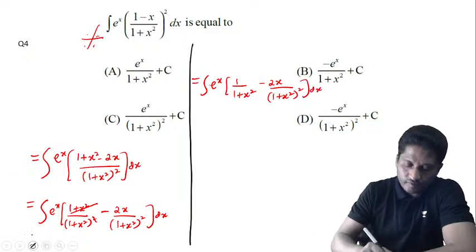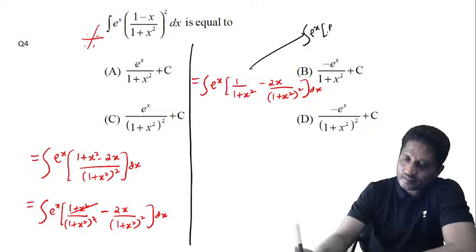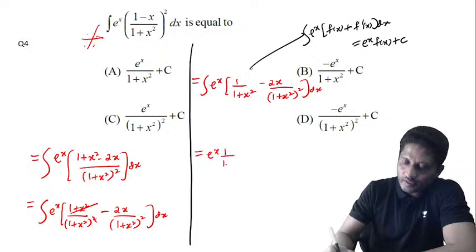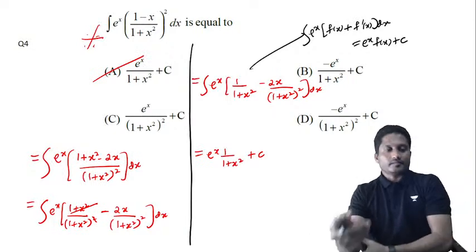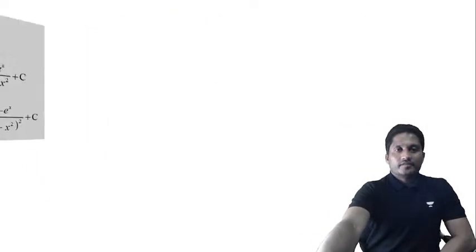Now this is of the form e power x into f of x plus f dash of x. Formula will be equal to e power x into f of x plus c, which is e power x into 1 by 1 plus x square plus c. Answer is option A. Question number 5.